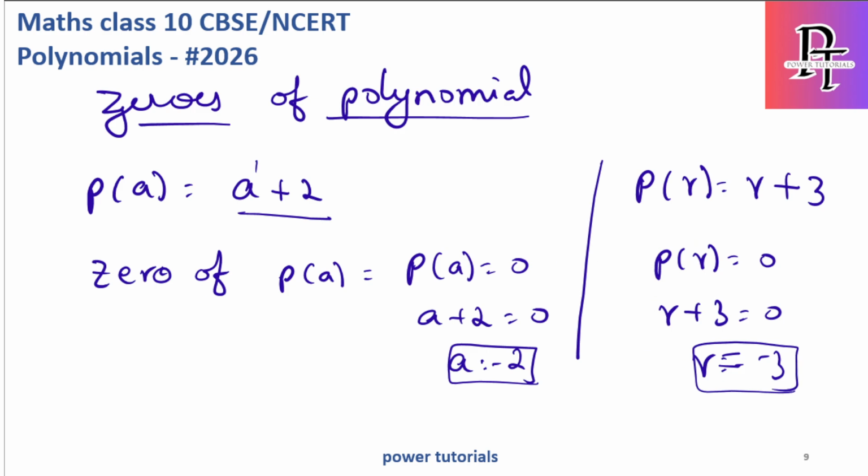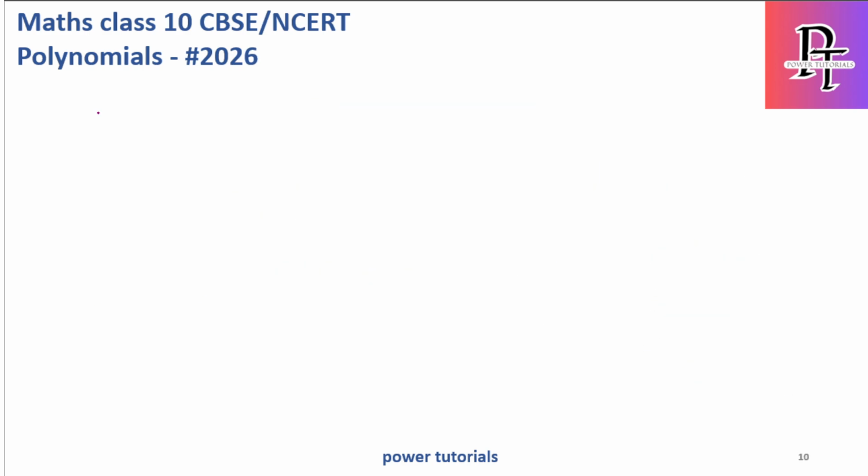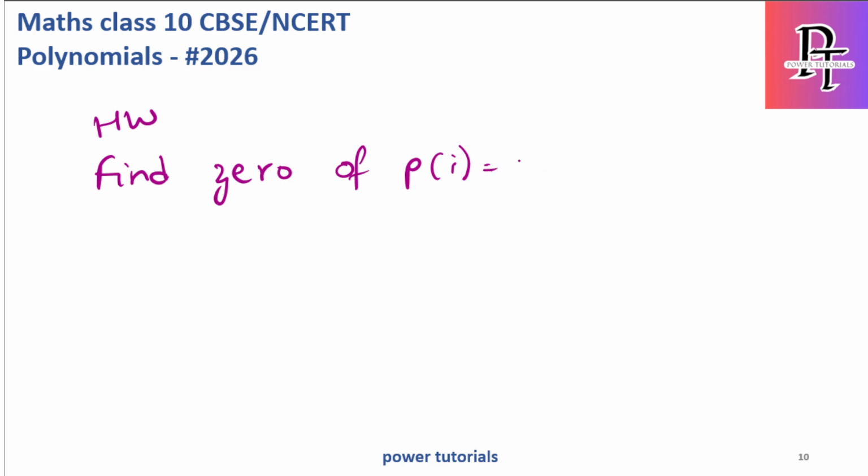Okay, I am giving a homework question again. Find the 0 of p of i is equal to i minus 2. I want the 0 of this polynomial.